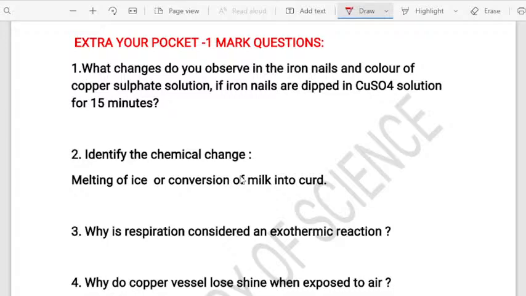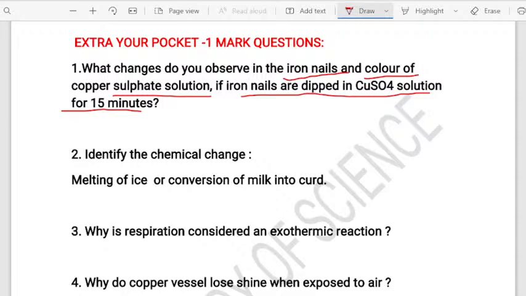Fine. Children, see, what changes do you observe in the iron nails and the color of copper sulfate solution if the iron nails are dipped in copper sulfate solution for 15 minutes? Okay, what will happen, dear students? How do you write this? So Vasant Babu is already giving an answer. You're giving the right answer, but they're asking what do you observe? Okay, what exactly will happen, you also have to write.